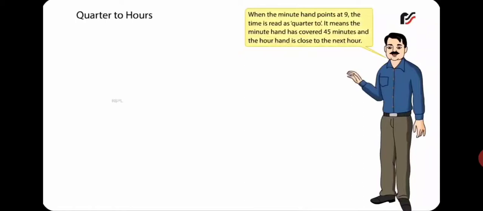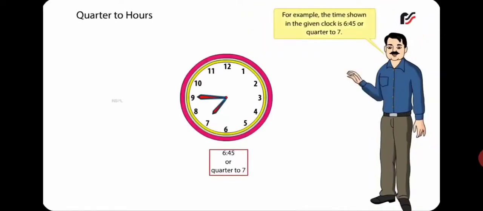Quarter to hours. When the minute hand points at 9, the time is read as quarter to. It means the minute hand has covered 45 minutes and the hour hand is close to the next hour. For example, the time shown in the given clock is 6:45 or quarter to 7.